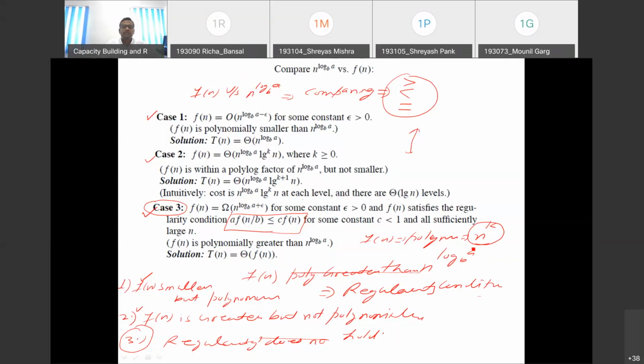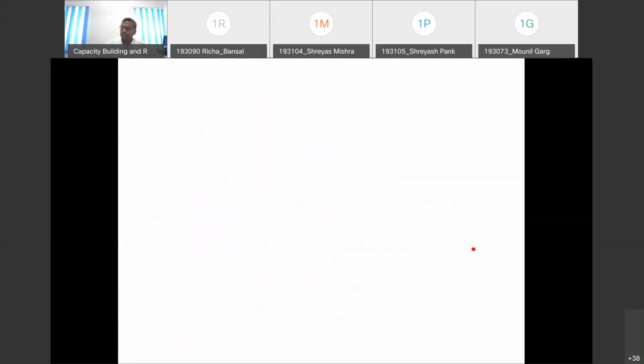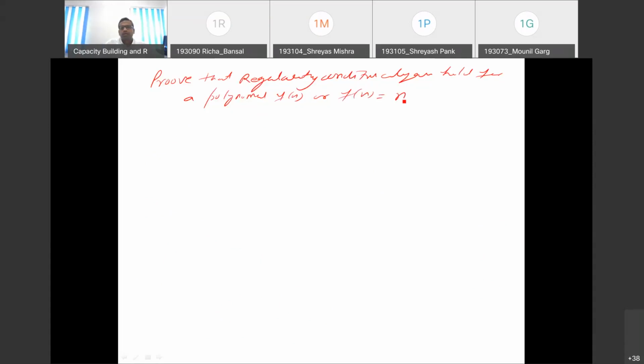Now, how do we proceed to prove this? First, for the regularity condition, we are going to prove that the regularity condition always holds for a polynomial f of n. Or you can say, whenever f of n is a power of n, then the regularity condition will hold. We need to prove this.